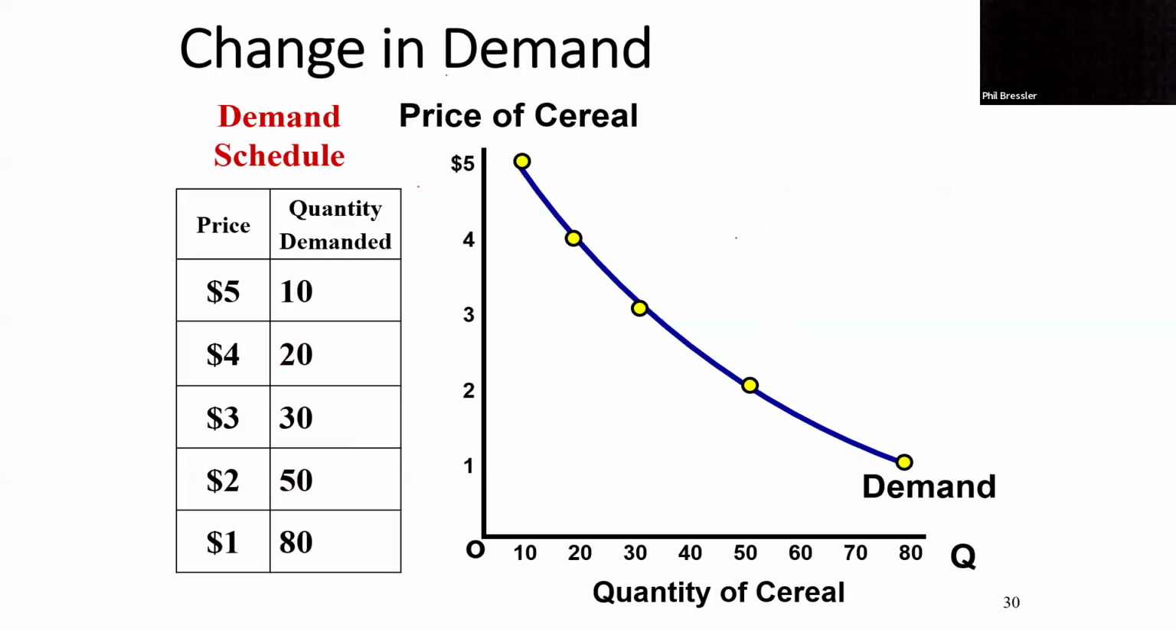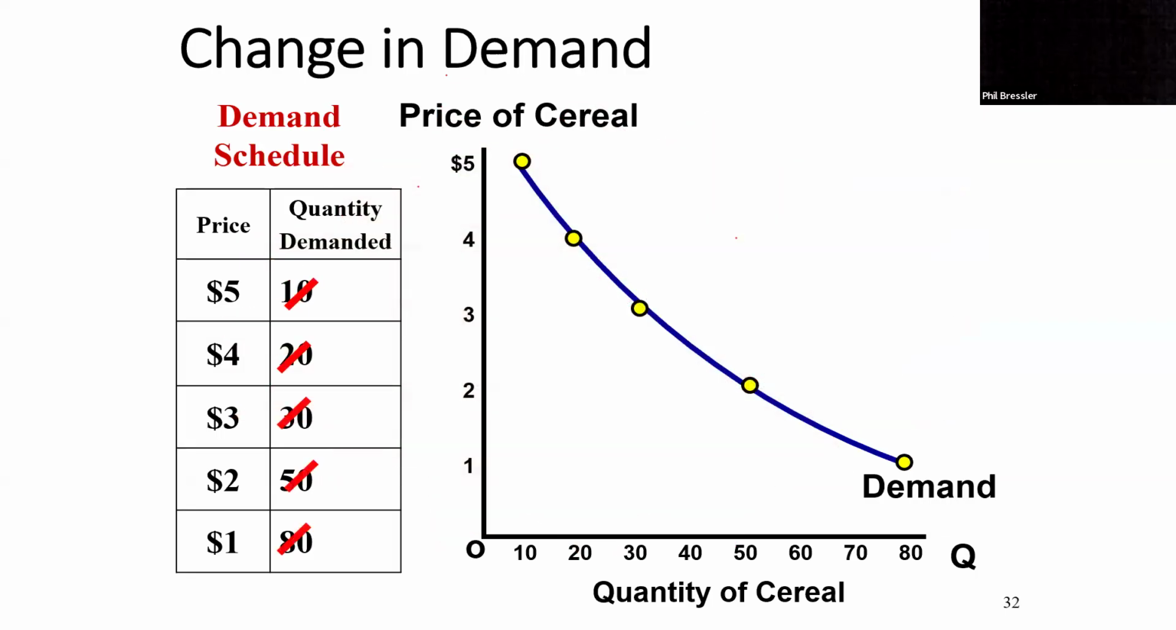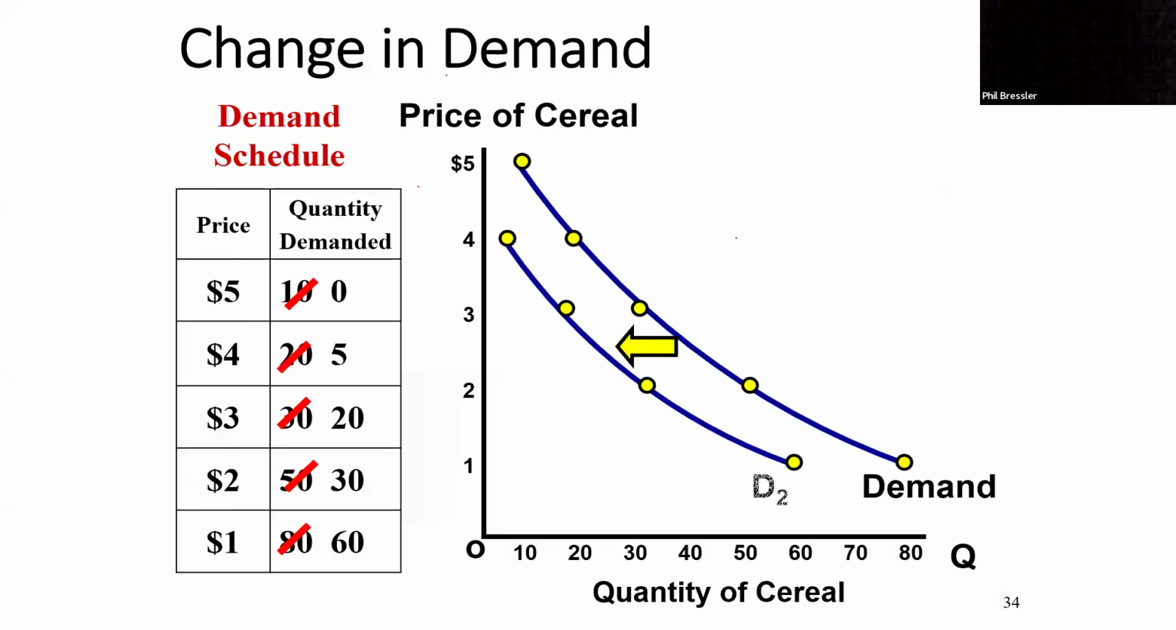Okay? Now, what if cereal causes baldness? Well, most people don't want to be bald. So what's going to happen? At every price, the demand for cereal is going to decrease. And look at my schedule. It went from 10 to 0, 20 to 5, 30. Okay. So now I'm going to shift the other way. Arrow left, D2. Okay. Again, notice there was no change in price of cereal. At every price, people wanted less cereal, a decrease in the demand for cereal.